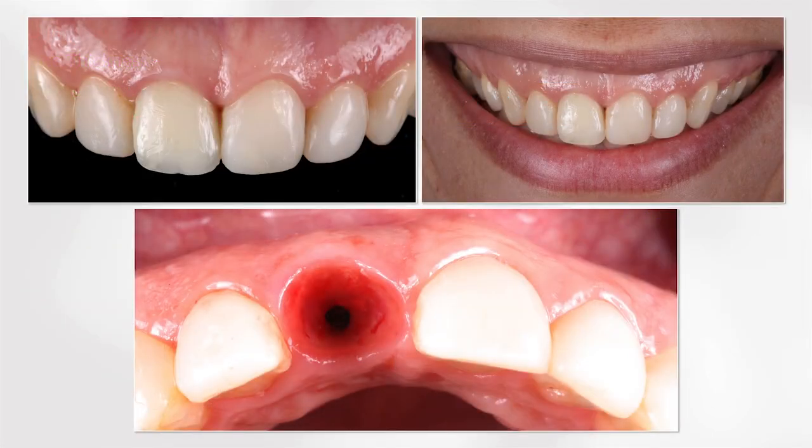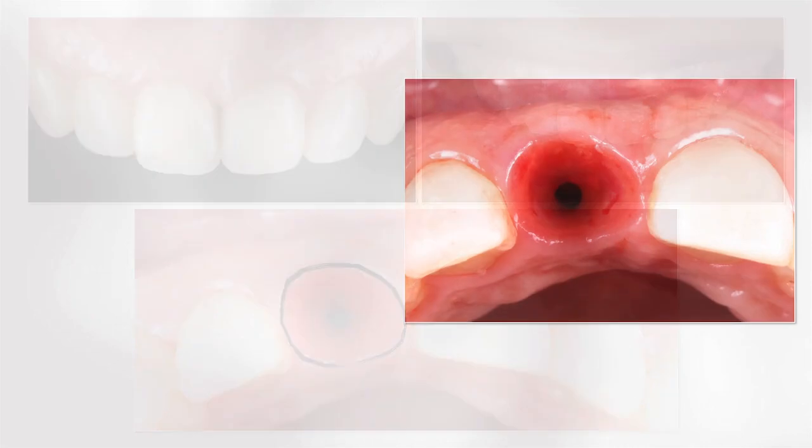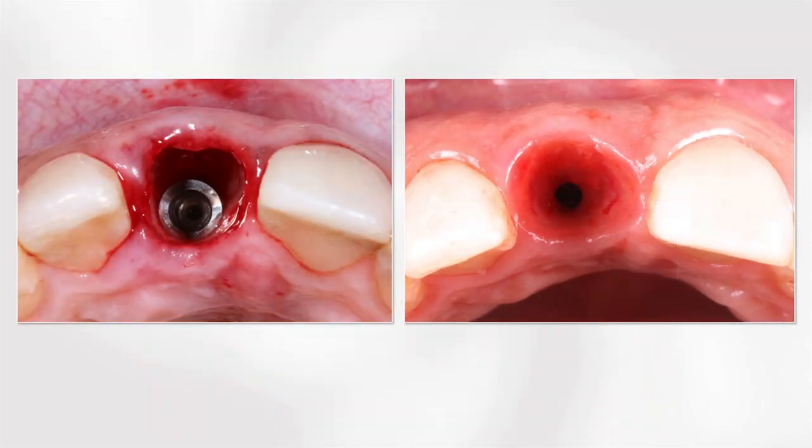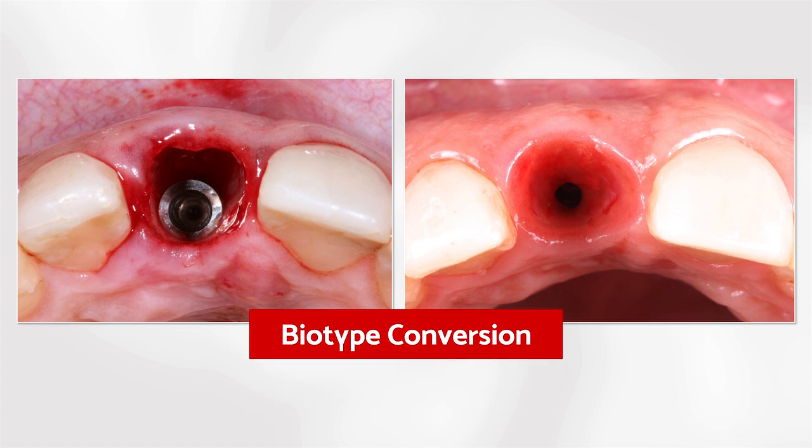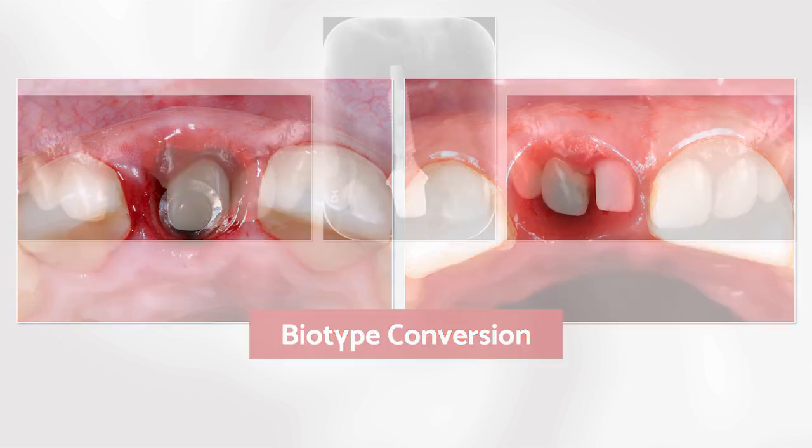So in 4 months, it was taking the impression at this step. So we removed the provisional restoration, and you can see here the peri-implant soft tissue. Here, right after the implant was inserted and after 4 months, we have the biotype conversion and improvement. We have a thick biotype, and here you can see a relevant thickness of this periodontal biotype.